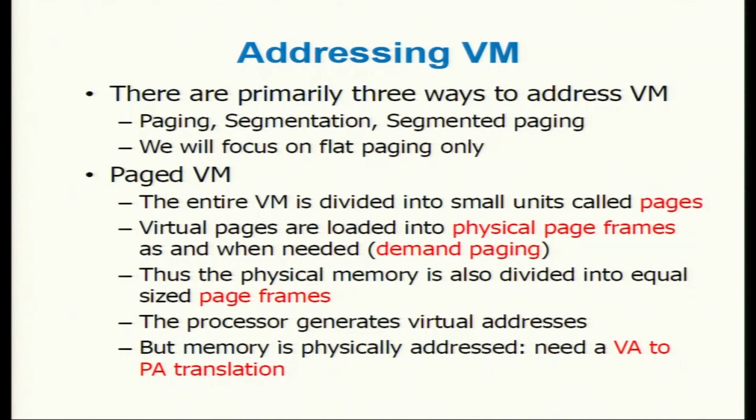Virtual pages are loaded into physical page frames as and when needed. That's called demand paging. It means I don't really bring everything that I require at the beginning. Right? What I do is whenever I need something, I'll bring that portion to my physical memory. That's called demand paging. Similarly, physical memory has to be divided into page frames so that a virtual page can fit into a particular frame. And the processor generates the virtual addresses, but the memory is physically addressed, so you need a virtual to physical address translation. So this is what it looks like.